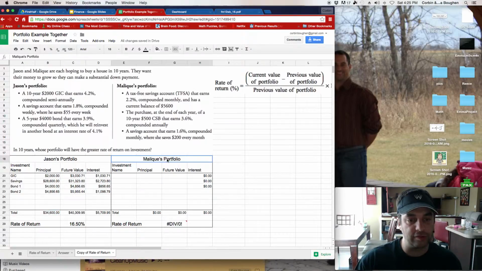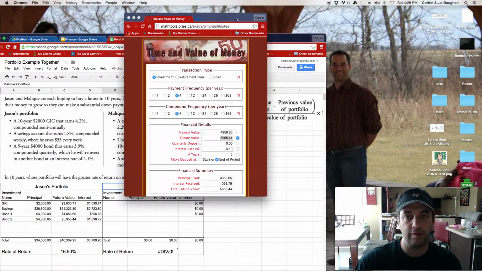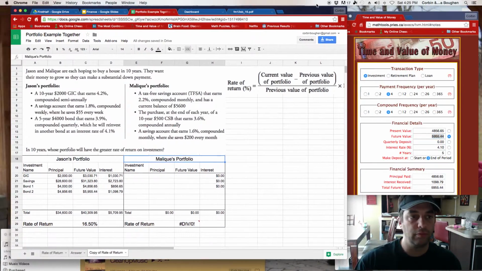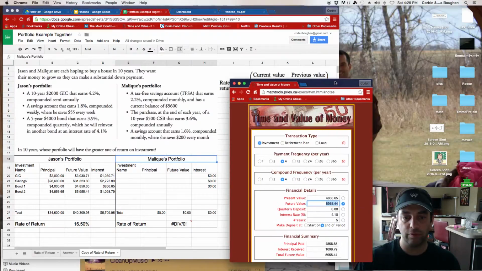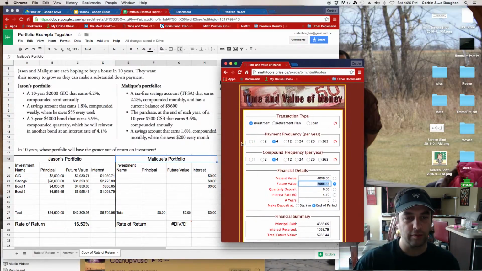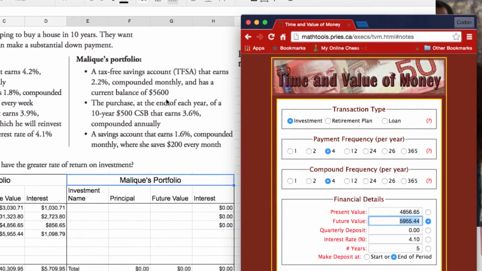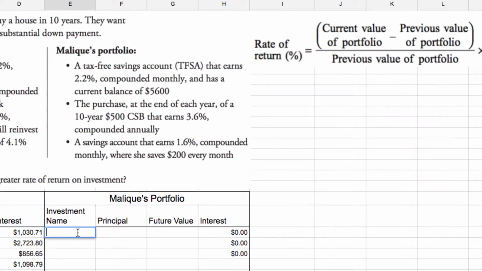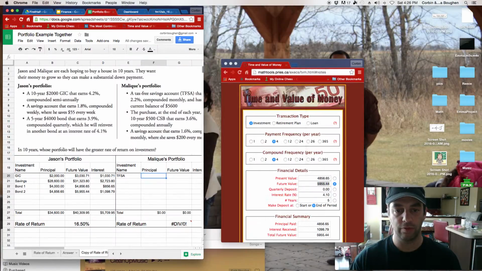All right, let's do Malik's. You guys ready to figure out hers? Let's grab this calculator. Where did I tuck it back here? Okay, so for Malik's now, I'm going to move this over so that we can zoom in. Let's get to work. So first one is, what does she do first? A tax-free savings account. So let's go ahead and call that tax-free savings account. Principal, we'll do the principal last, okay? Let me just zoom out, grab this calculator. What I'm going to do is just move this over here.